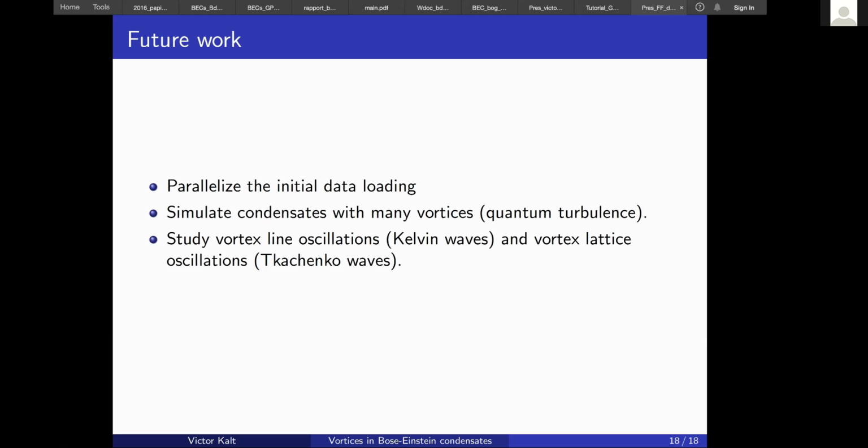Once this is done, we want to simulate condensates with many vortices, which is a state known as quantum turbulence, and then study properties of this quantum turbulence using the mesh L that we have saved. Those properties are the oscillations of the vortex line, the Kelvin waves, and the oscillations of the vortex lattice, known as Tkachenko waves.